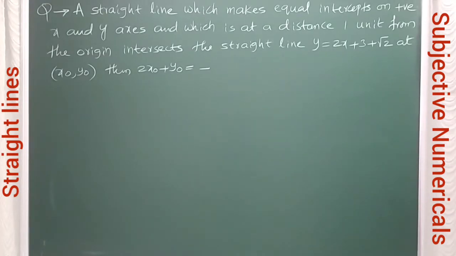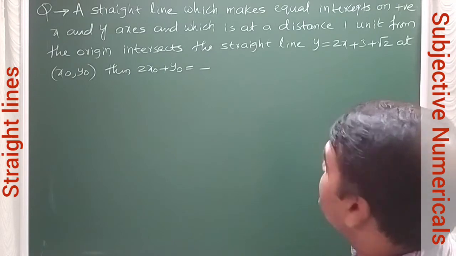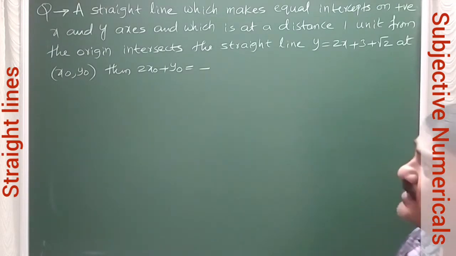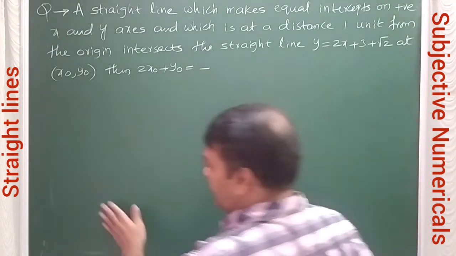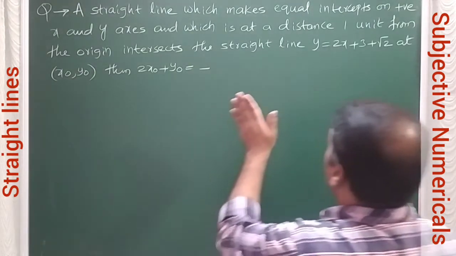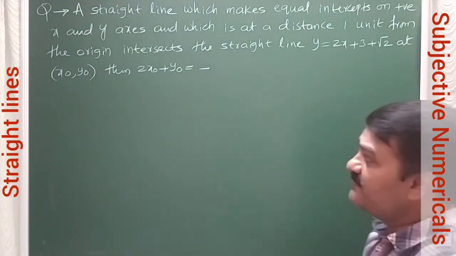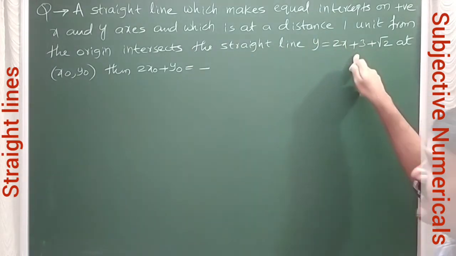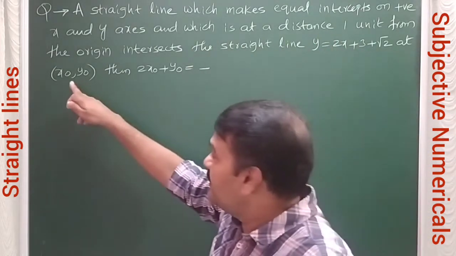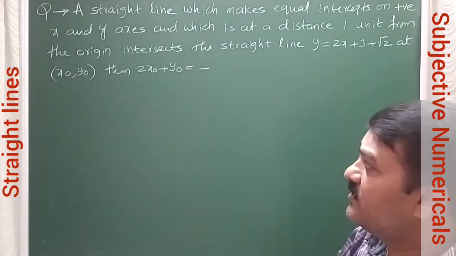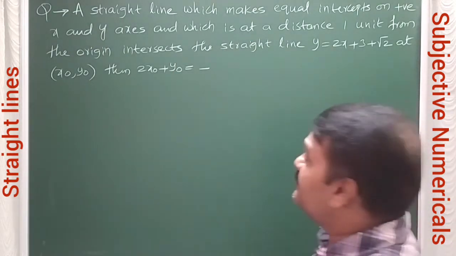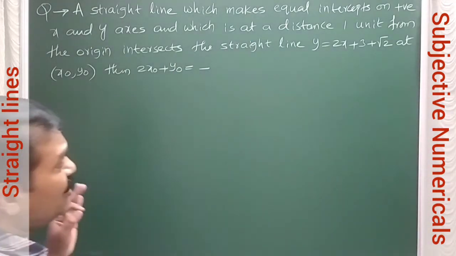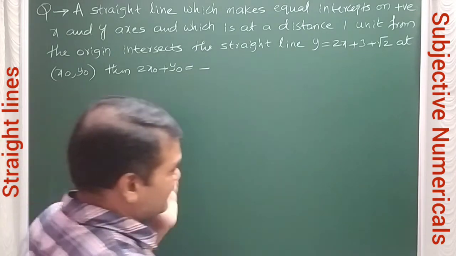So a straight line which makes equal intercepts on positive x and y axis and which is at a distance of 1 unit from the origin is intersecting another straight line at this point (x0, y0). So this is required. So first, a straight line which makes equal intercepts on the axis.